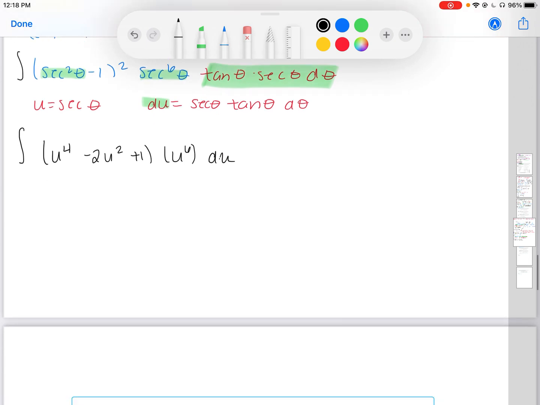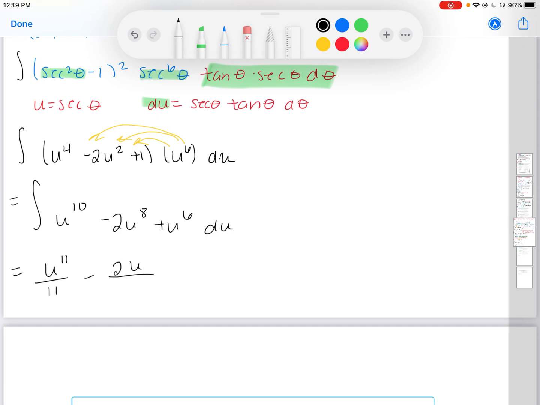Alright, let's go ahead and multiply. We need to multiply that u to the 6th power. Remember, when multiplying, your exponents add. So our integral is now u to the 10th power minus 2u to the 8th power plus u to the 6th power du. Let's integrate. 10 plus 1 is 11. Divide by 11. 8 plus 1 is 9. Divide by 9. 6 plus 1 is 7. Divide by 7.